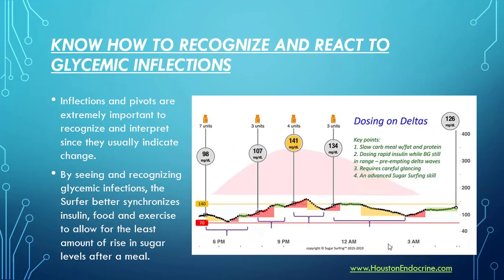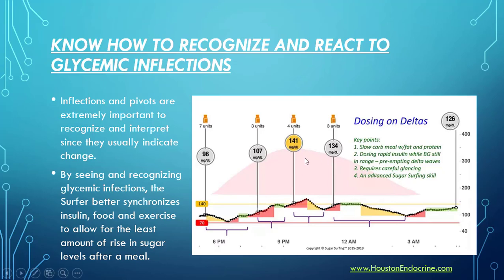And you also want to know how to recognize and react to blood sugar inflections. So again, I strongly recommend all patients read this book. It is a little technical, but it's important if you're going to use a continuous glucose monitor to know what to do with the information. In this example, in the background, you see this reddish curve, and this is going to give you some examples of what you could do with the information.